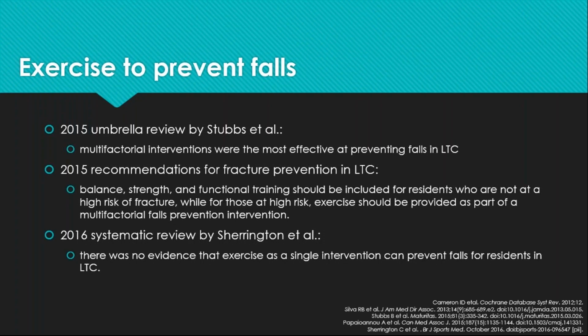In 2015, recommendations were developed for fracture prevention. And this goes back to what I was saying before about targeting the exercise. So they concluded that balance, strength, and functional training should be included for residents who are not at high risk of fracture. But if they are at high risk, exercise should be provided more as a multifactorial falls prevention program. So it shouldn't just be exercise by itself, it should be exercise in conjunction with other things.